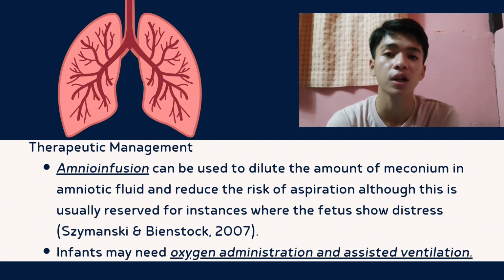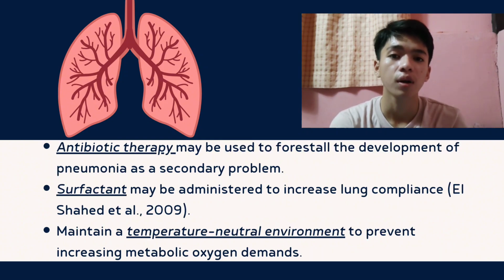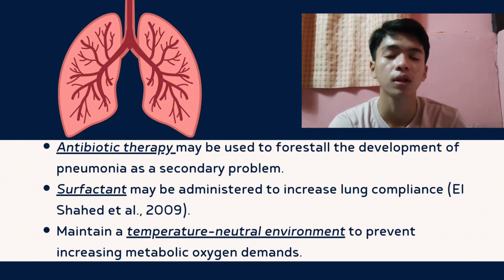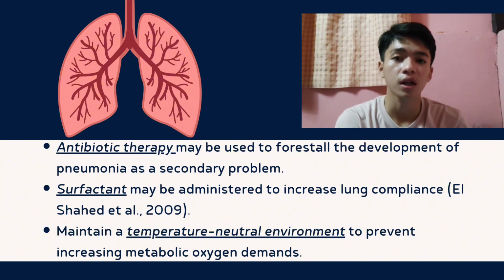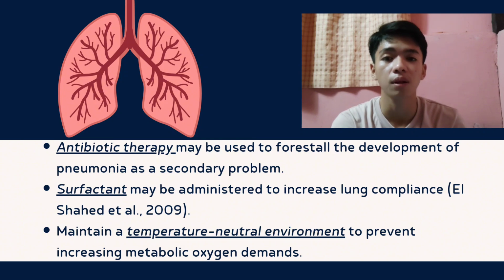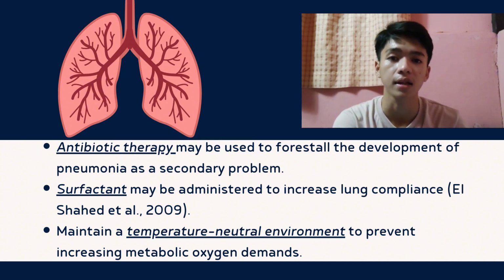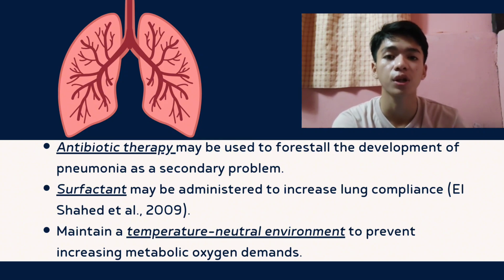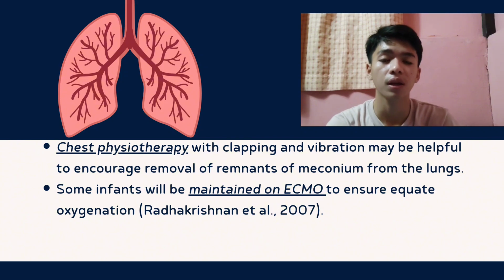Second, after birth and tracheal suction, infants may need to be treated with oxygen administration and assisted ventilation. Third, antibiotic therapy may be used to forestall the development of pneumonia as a secondary problem. Fourth, according to El Shahed et al. in 2019, surfactant may be administered to increase lung compliance. Fifth, maintain a temperature-neutral environment to prevent increasing metabolic oxygen demands. Seventh, chest physiotherapy with clapping and vibration may be helpful to encourage removal of remnants of meconium from the lungs.